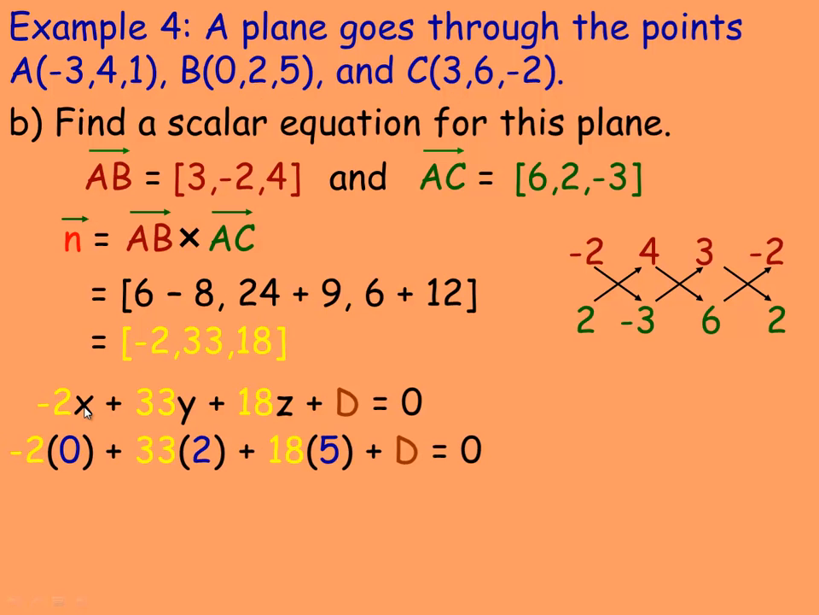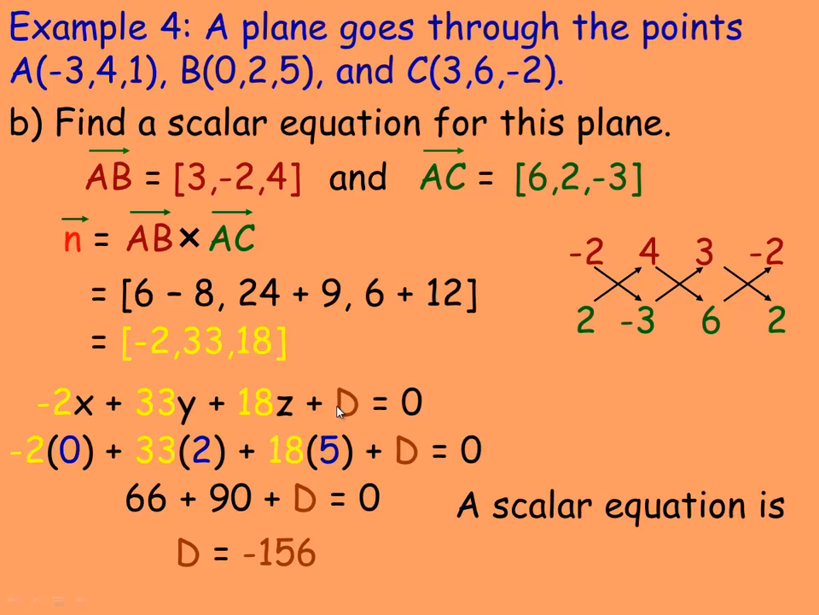I'm going to put 0, 2, and 5 in place of x, y, and z, but I could have easily used negative 3, 4, 1 or 3, 6, negative 2. It wouldn't matter. For all of those, you would get the same D value. So negative 2 times 0, of course, is 0. 33 times 2 is 66, and 18 times 5 is 90. 66 and 90 add to 156, so D would have to be negative 156 to make the left side of this equation equal to 0. And so if we put negative 156 in here, we get a scalar equation of negative 2x plus 33y plus 18z, and then minus 156 equals 0.